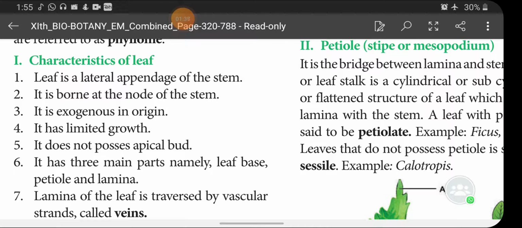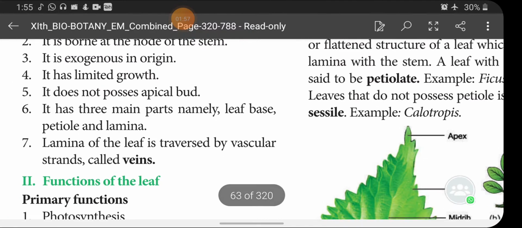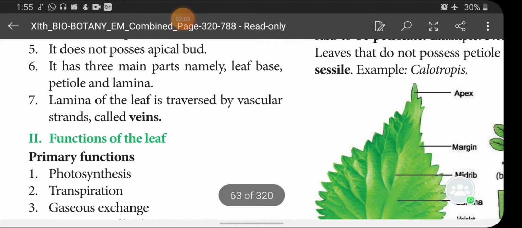Already I said that in the stem some node regions are present. The place where the leaves originate is called what? Node. So it is borne at the node of the stem. It is of exogenous origin; it originates on the outside of the stem. It has limited growth. It does not possess an apical bud. It has three main parts: leaf base, petiole and lamina. The lamina of the leaf is traversed by vascular strands called veins.